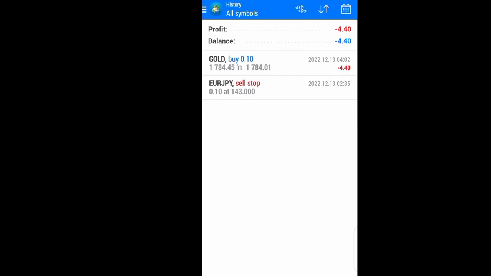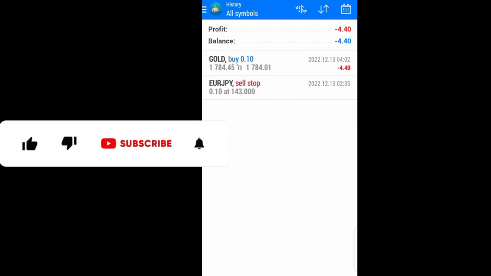The history will show me the profits, or negative profits. Okay, I can search for the symbols I want. I have only closed gold and Euro JPY. I can always look for other ones if I have more. Then I can arrange it depending on the close time, the profit, the opening time, the order, the symbol. I can always customize it that way to help me sort out what I'm looking for.